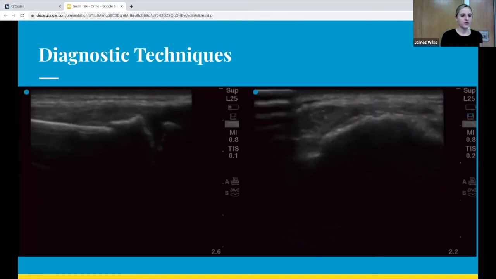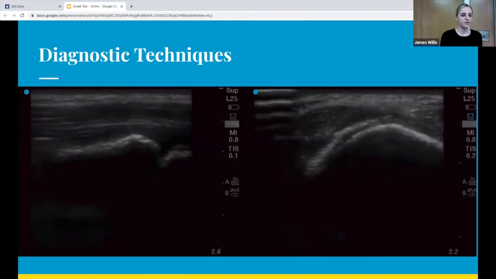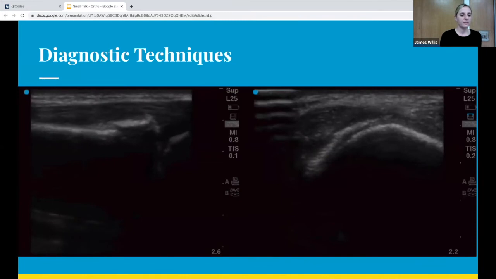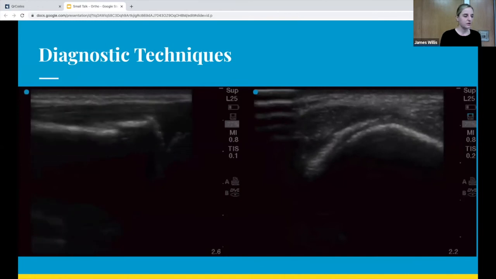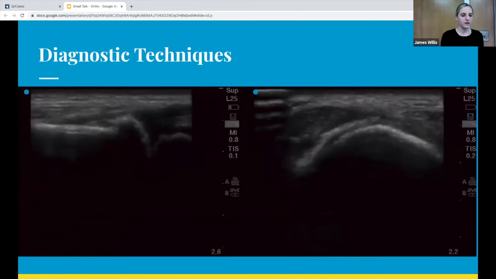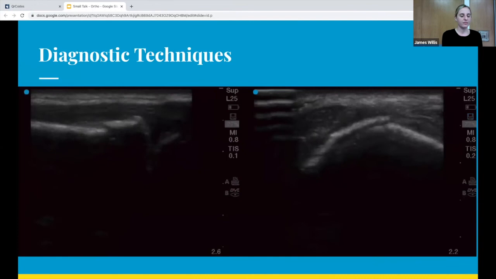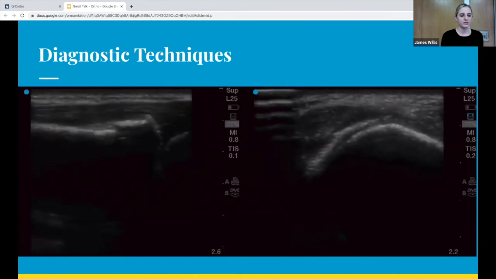Then just for reference here, you're going to use 2 views, and you scan along the axis of the bone in both a longitudinal and transverse view, and this demonstrates both of those. You're going to start proximal to the fracture and then just keep going distally.